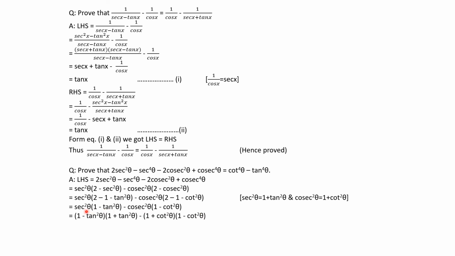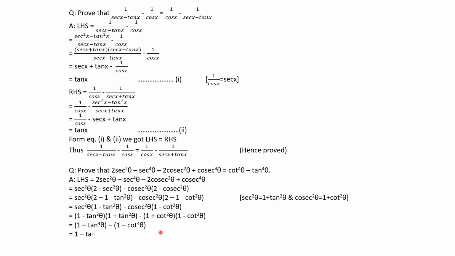Again, sec square theta is nothing but 1 plus tan square theta, and cosec square theta is nothing but 1 plus cot square theta. So here we get 1 minus tan square theta into 1 plus tan square theta minus 1 minus cot square theta into 1 plus cot square theta. So it is of the form a minus b into a plus b, that is a square minus b square, that is 1 square minus tan square theta whole square, which is nothing but tan to the power 4 theta, minus 1 square minus cot square theta whole square, which is nothing but cot to the power 4 theta.